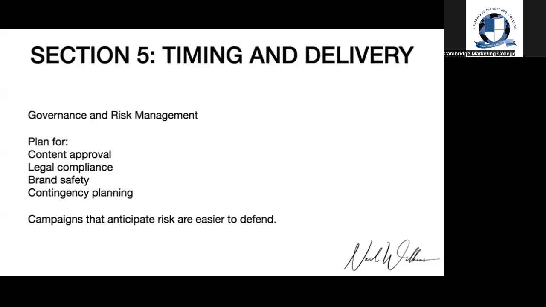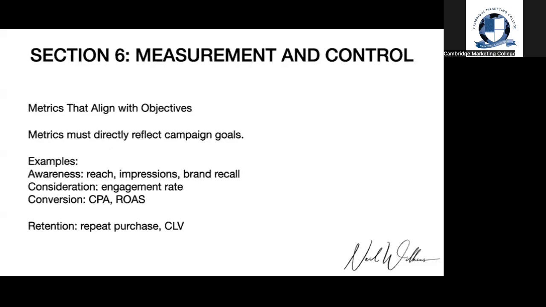Certain industries, certain marketers will face legal compliance as well, where you have to go through a legal process before you can release the campaign. Brand safety, contingency planning, that risk management that I was talking about before, those things are going to be absolutely key in certain industries and certain styles of business. Campaigns that anticipate risk are easier to defend. If you can show you've put this into your processes up front and you've got the people who are going to be involved on board early, then the confidence level goes up in both you, but also the potential success of the campaign itself.